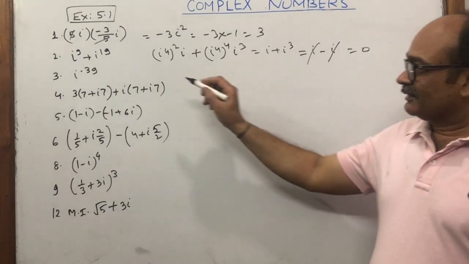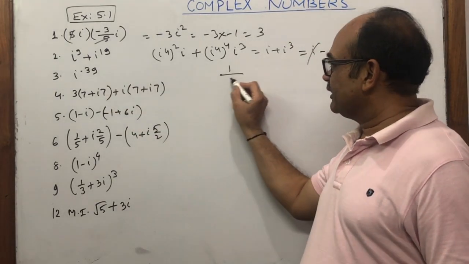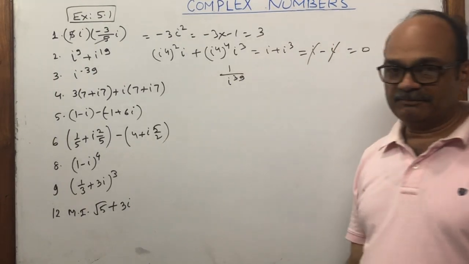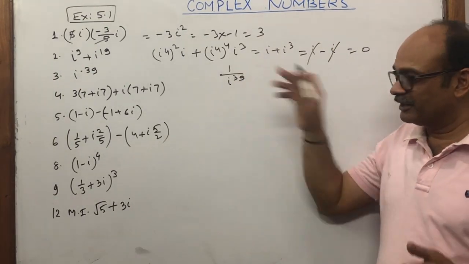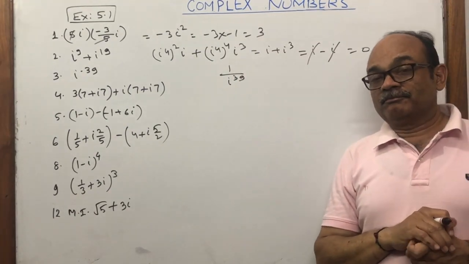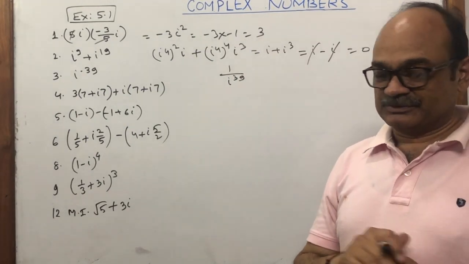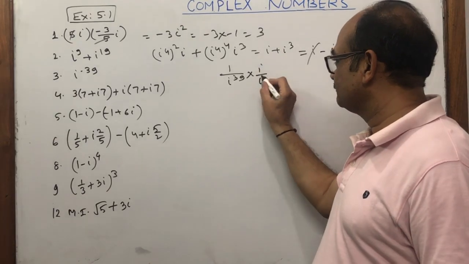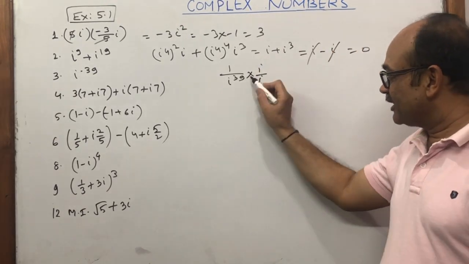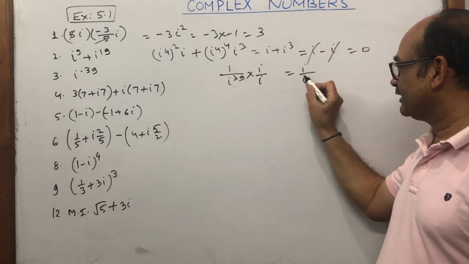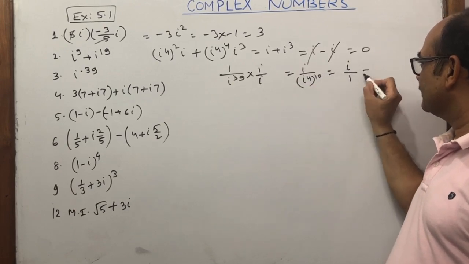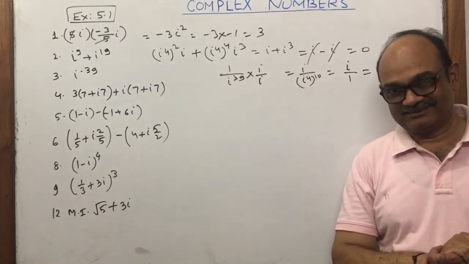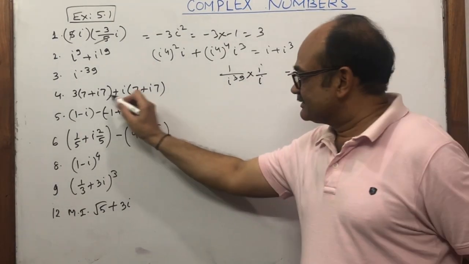Simple. Iota to the power minus 39: we can write iota to the power 39 in the denominator. Whenever it is minus, change it to plus, that means numerator to denominator. You know a multiple of 4 as a power is always 1. So why not multiply by iota and iota? It will become iota to the power 40, and iota to the power 40 means 1 by 1. That is iota.